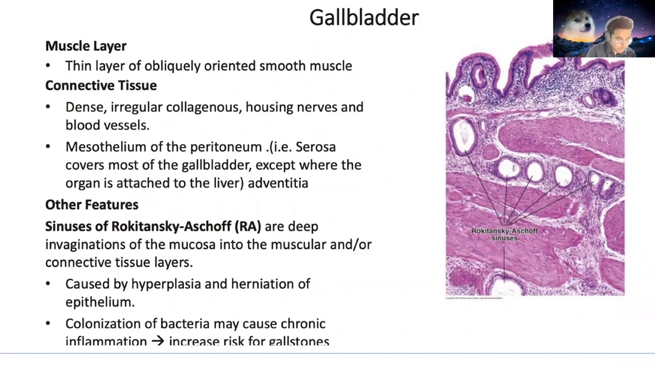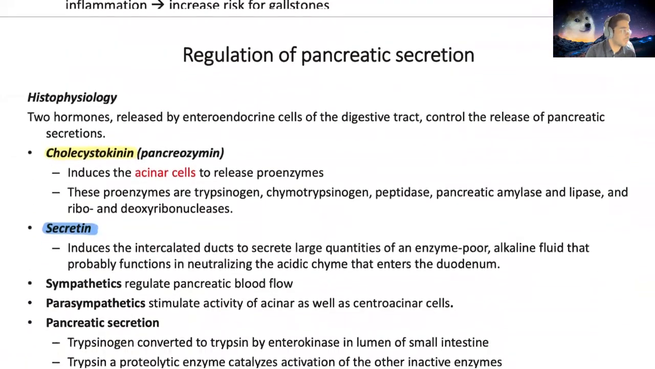Rokitansky-Aschoff sinuses. These are false, essentially, lumens, right? Like you guys are seeing these false lumens that are hanging out. Just know that they're just invaginations into the mucosa. And most often they're involved with hyperplasia, herniation of the epithelium, and they can actually precipitate into gallstones, right? Any sort of bacterial infection, because remember, these are all walled off spaces. Bacteria can still replicate in here, and then that can have precipitating action with your gallstone formation, and eventually cholestasis, and so on and so forth.